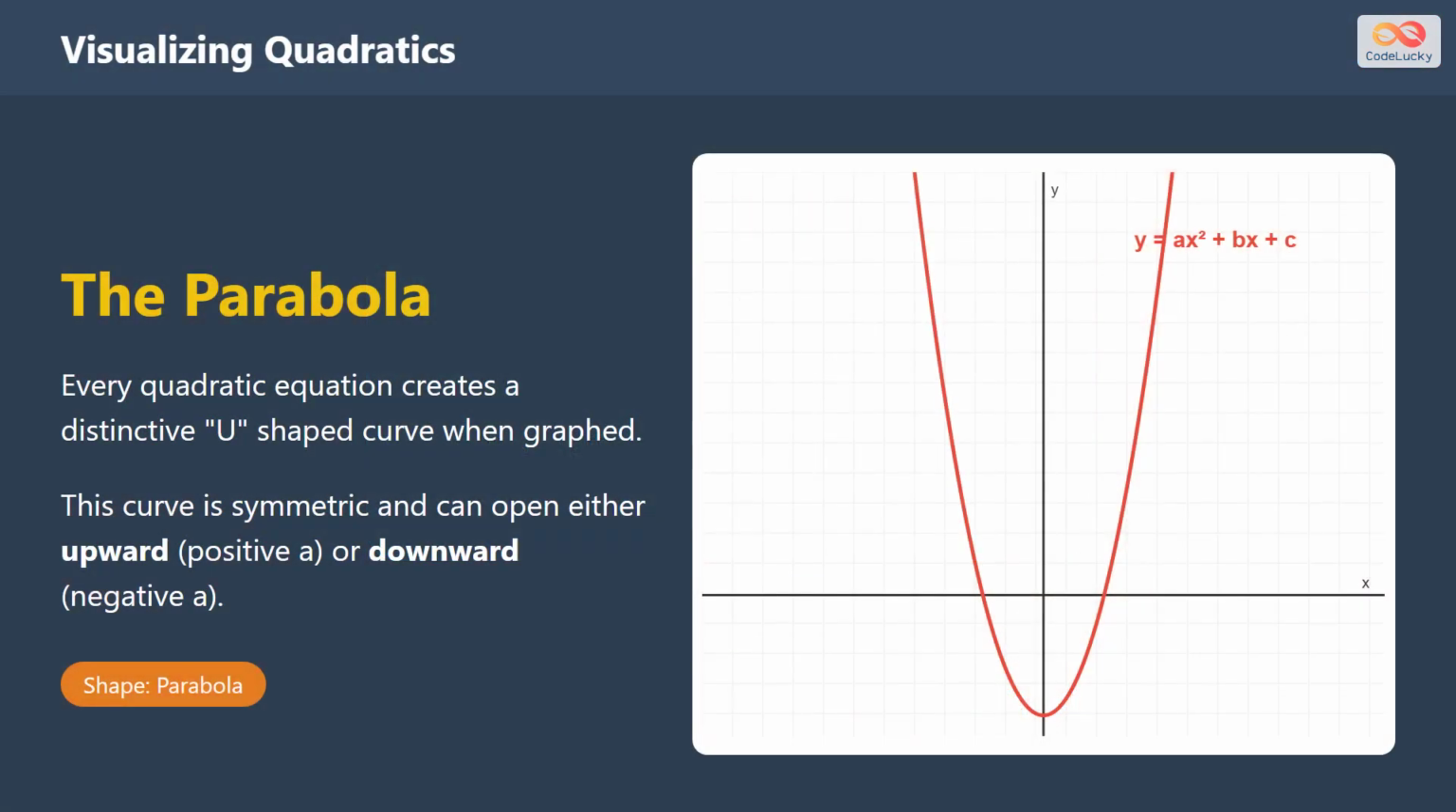If we were to draw a picture of a quadratic equation, it would look like this. This U-shaped curve is called a parabola. Depending on whether a is positive or negative, the cup can open upwards or downwards.